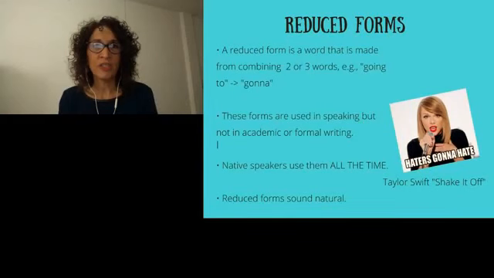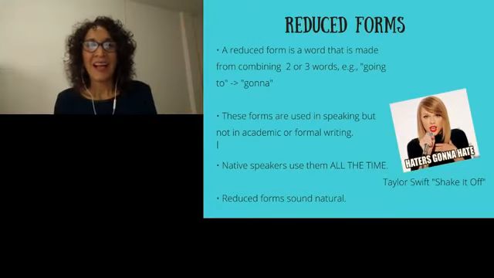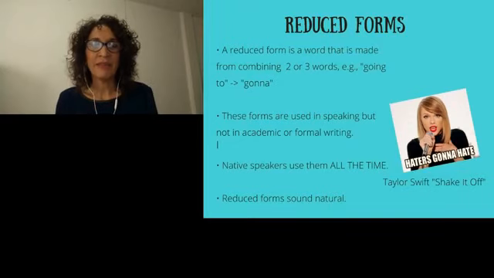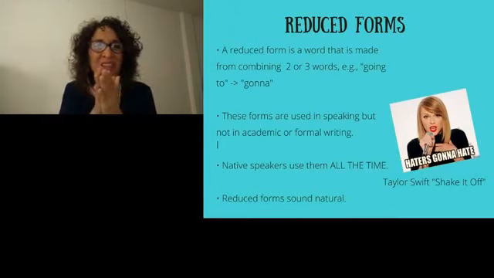So we're on to the last section of the class today, which is reduced forms. Again, if you're an advanced student, hooray, this is for you. So a reduced form is a word that is made from combining 2 or 3 words. So for example, going to becomes gonna. You might be thinking, gonna doesn't sound like going to. That's correct. Think of it like a sandwich. We put these words together, we just cram them together, and we say gonna.